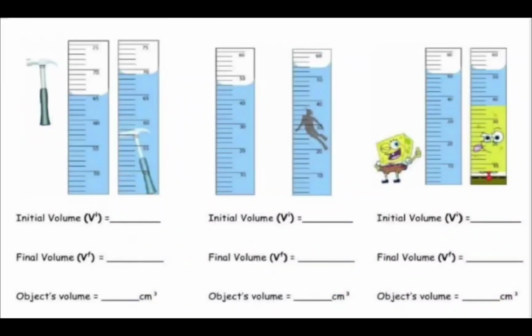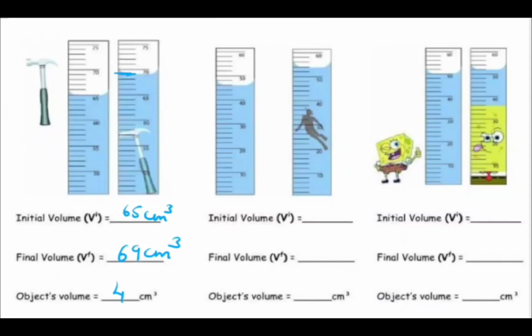Let's look at this one. This is 50, 55, 60, 65. Initial volume 65 centimeter cube. 60, 61, 62, 63, 64, 65. So then this is 69. 69 centimeter cube gives me 4 centimeter cube.